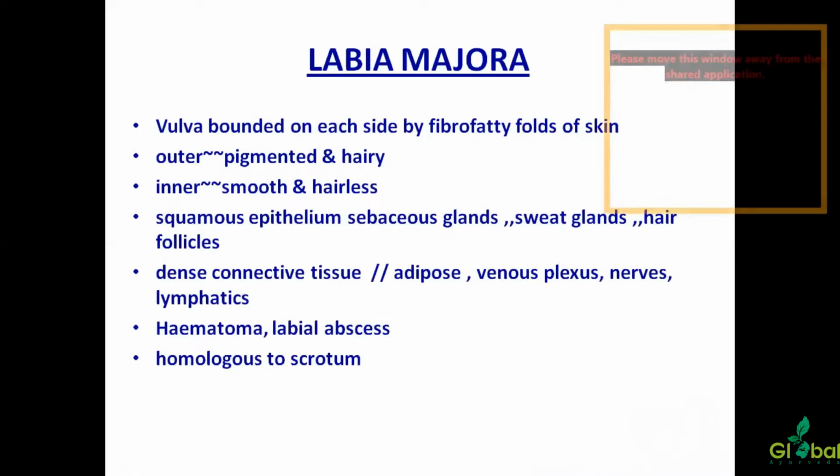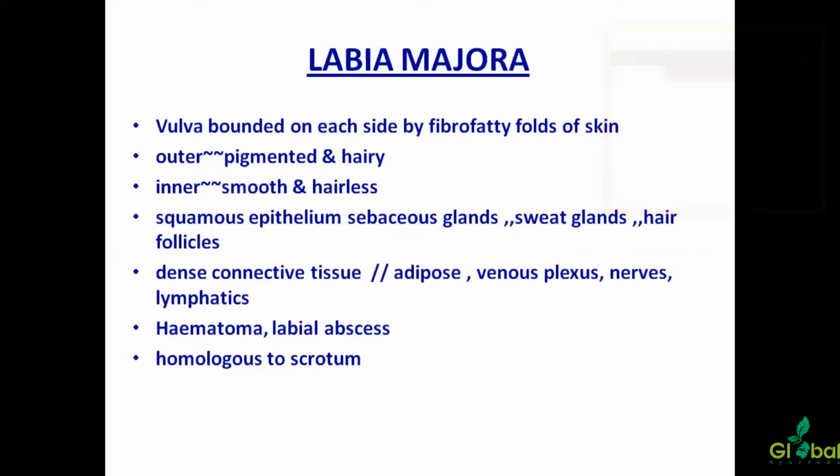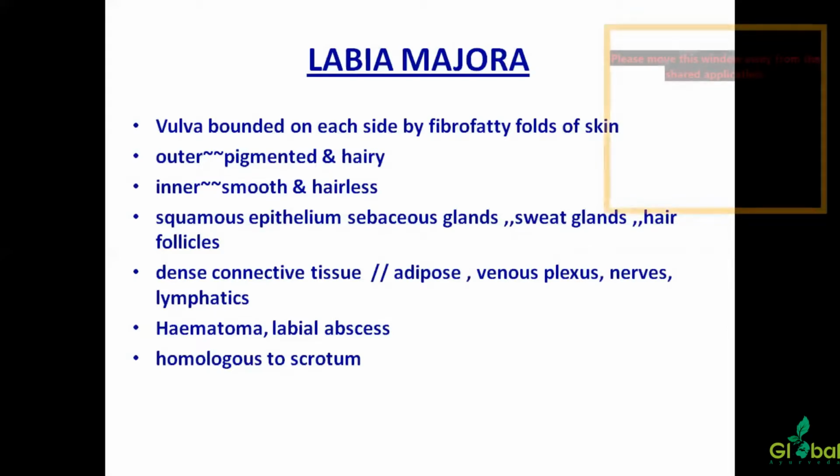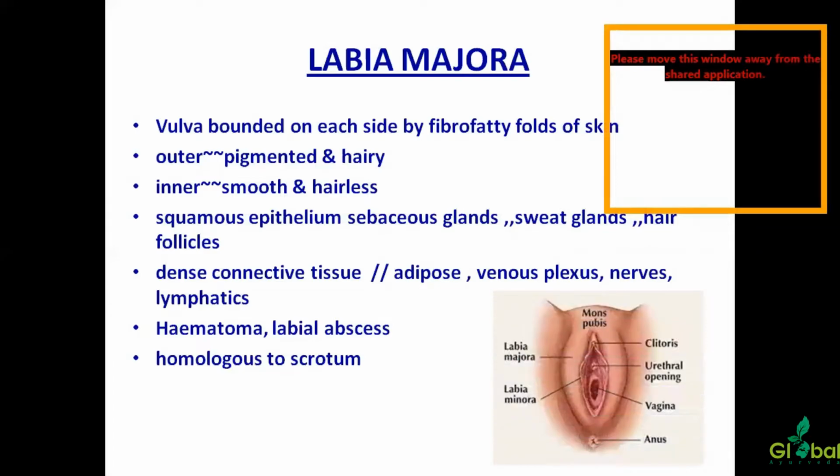Then labia majora. Labia majora is a fibrofatty fold of skin which bounds the vulva on each side, and this is pigmented and hairy on the outer side and smooth and hairless on the inside. It consists of squamous epithelium, sebaceous glands, sweat glands, and hair follicles. It also consists of dense connective tissue, adipose tissue, venous plexus, nerves, and lymphatics. It is more prone to hematoma and labial abscess, and it is homologous to the scrotum of the male. This is the picture showing labia majora.